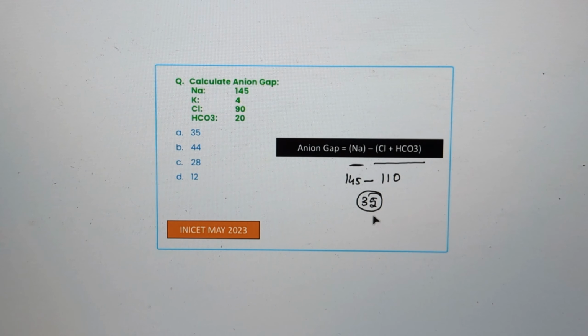Points to take away. The value of 35 is significantly elevated. The normal anion gap is 12 plus or minus 2, or typically 10 to 14. Thus, this suggests a case of high anion gap metabolic acidosis, likely due to abnormal acid accumulation.